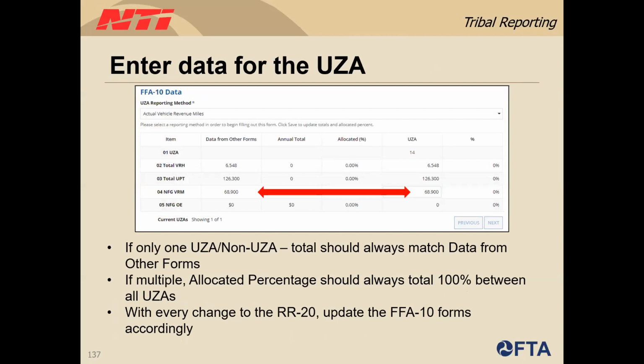If you only report to one UZA or non-UZA, the total should always match the data from other forms column to the left, which is, again, the data pulled from the RR20 form as shown by this line. If you report data to multiple areas, the allocated percentage should always add up to 100%. If you save data to the RR20 form and then complete the FFA-10 form, but later revise the RR20 form again, you will then need to go back and update the FFA-10 form based on the latest revision.